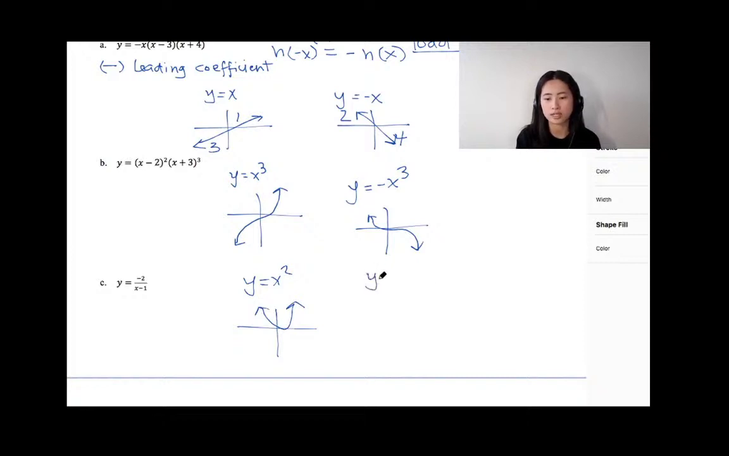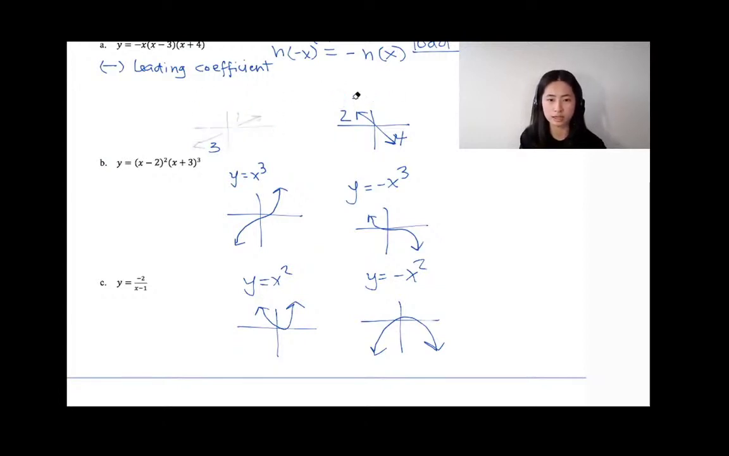And if you have y is equal to negative x squared, you're going to have that on quadrant 3 and quadrant 4. Does that make sense? So it matters where you're going to graph that. Okay, so I can erase this now. So that's for the sign of the leading coefficient.